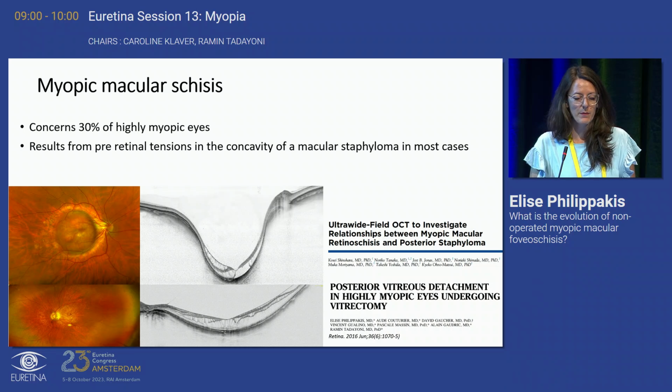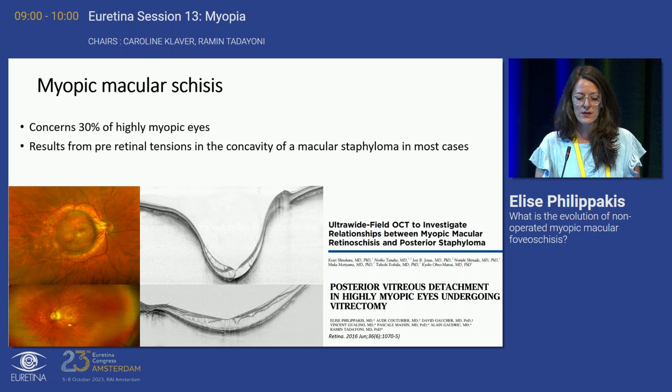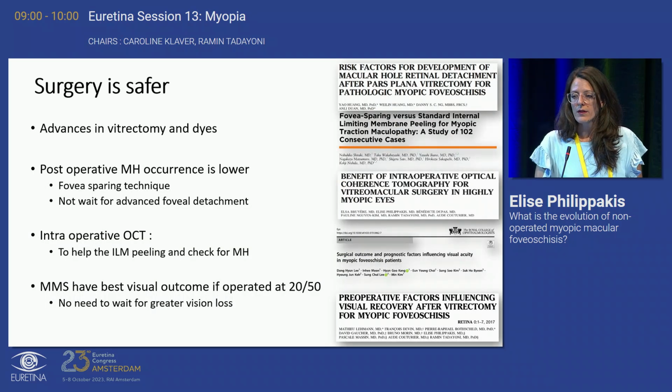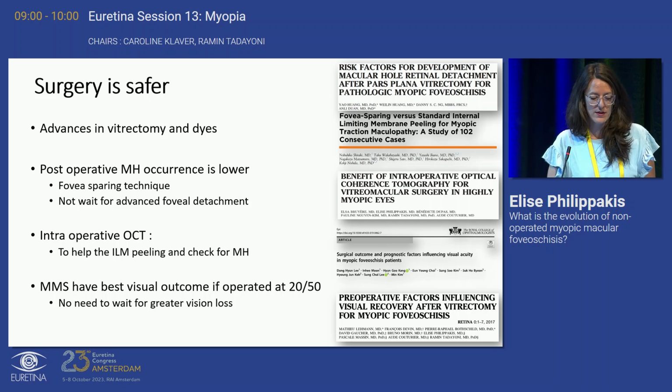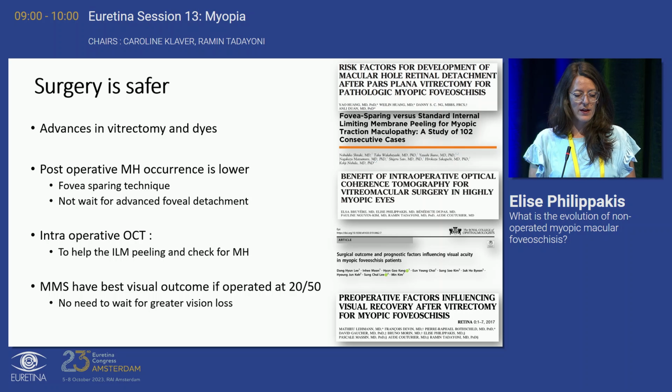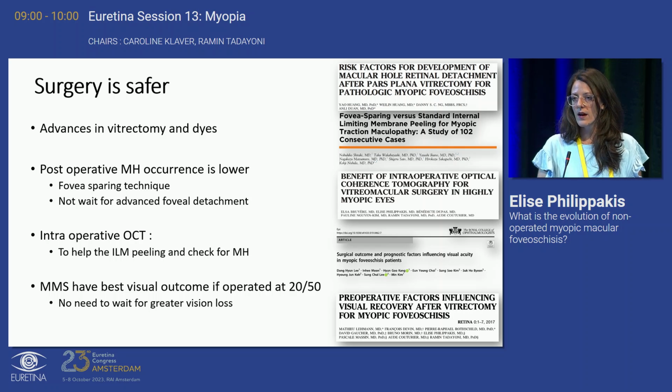I remind you that myopic macular schisis concerns about 1/3 of myopic eyes and results from the preretinal tensions in the concavity of a macular staphyloma in most cases. We know now that surgery is safer with the advance in vitrectomy and dyes, and that postoperative macular hole occurrence is lower now that we use fovea sparing technique, and probably because we do not wait for advanced foveal detachment cases. Intraoperative OCT has helped us guide the ILM peeling techniques and also check the retina in the surgery for macular hole.